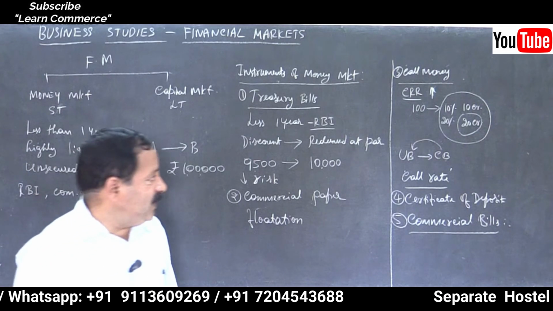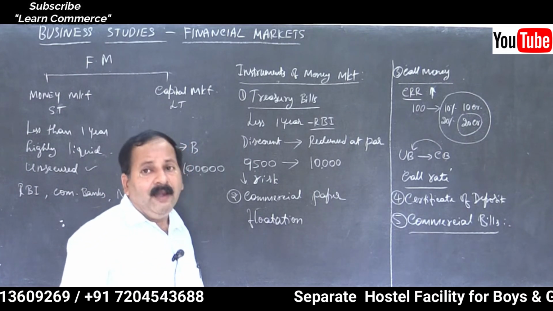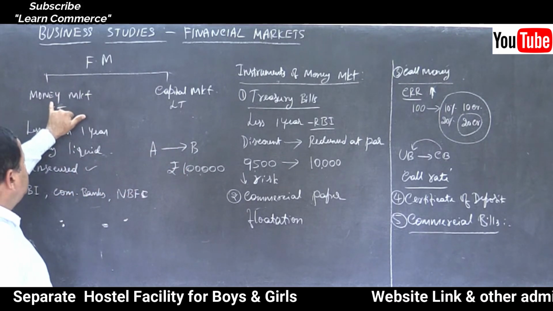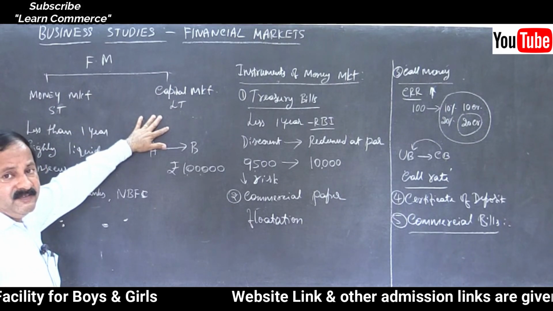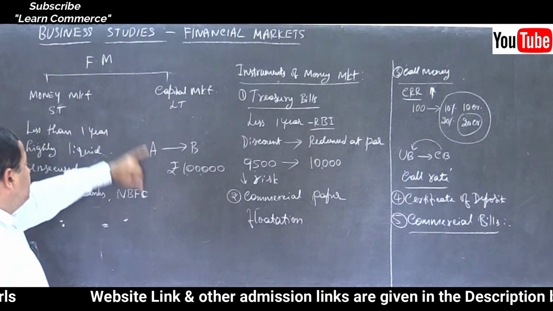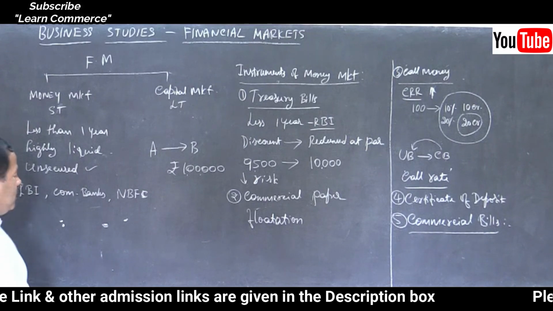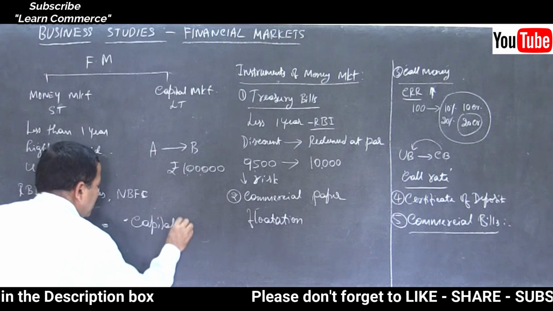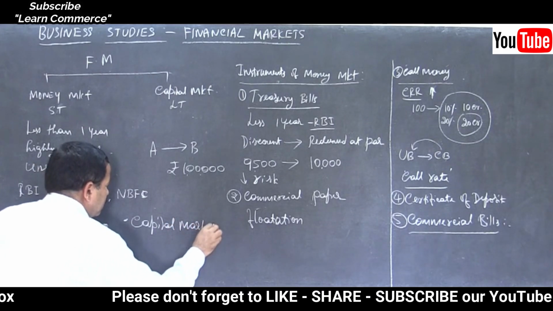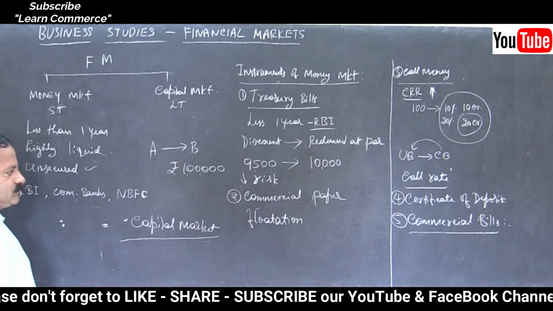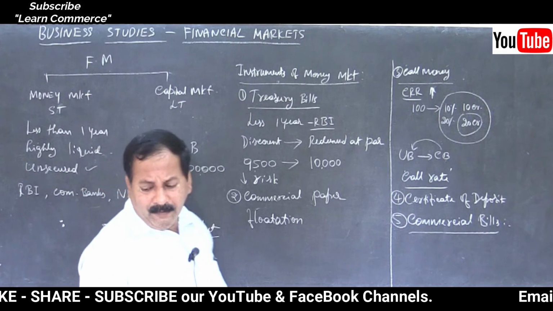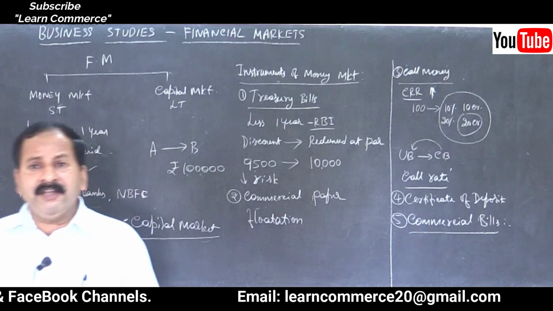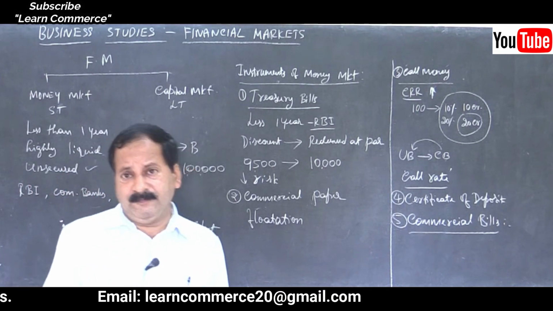Let us move on to the next part, that is capital market. I told you at the beginning, financial markets, there are 2 types. One is money market and another one is capital market. Money market is short term, and capital market is of long term duration. So what is capital market? Capital market is a place where long term securities are bought and sold.